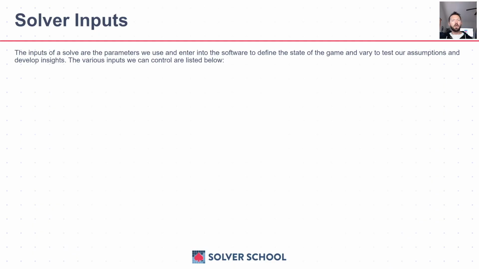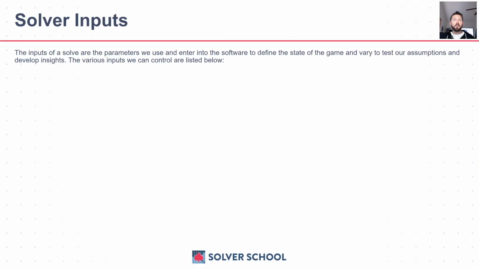simply the parameters that we enter into the software to define the state of the game or model the situation that we plan to study. We'll vary those inputs to test our assumptions and ultimately develop insights that we can translate into heuristics, and we can translate into strategy, and ultimately translate into things that we can use in our execution at the tables.